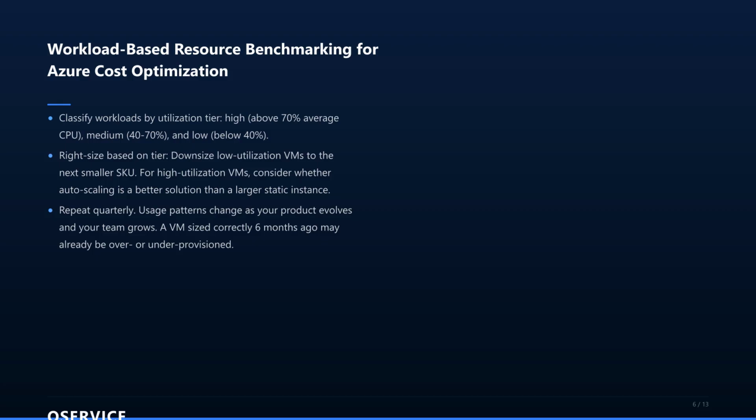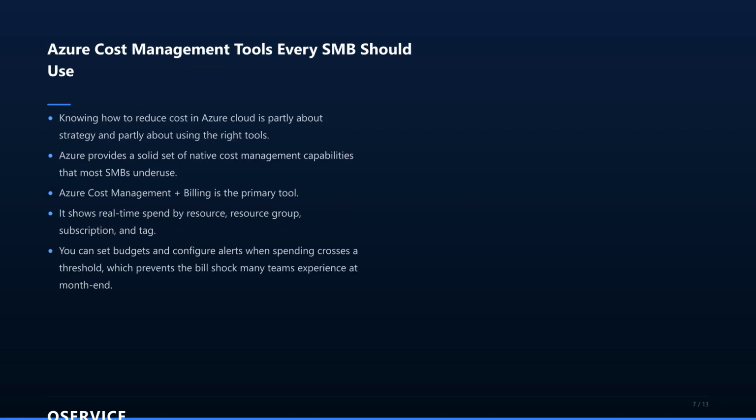Microsoft's own data indicates that roughly 30% of cloud workloads run on over-provisioned VMs. Right-sizing those workloads typically produces 20 to 30% cost savings with no performance impact. For a structured approach to this process, the Azure Cost Optimization (SMB) Savings Strategies Guide includes a workload classification template you can adapt directly.